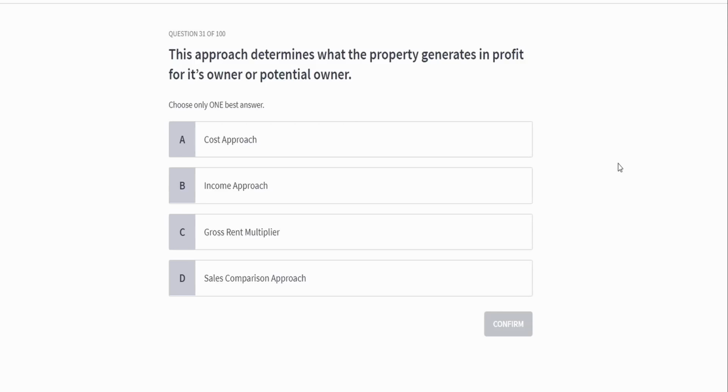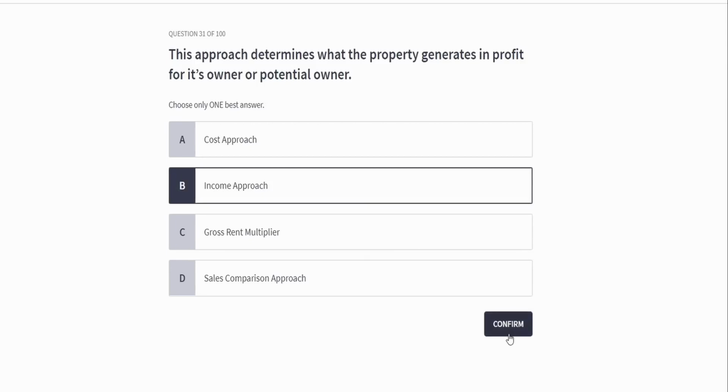All right, if you need more time on this one, feel free to pause here, but we should know this one, because if you were paying attention, you'll remember that we discussed this earlier. So what is our correct answer for this one? It's going to be the income approach. That's right, it is the income approach.